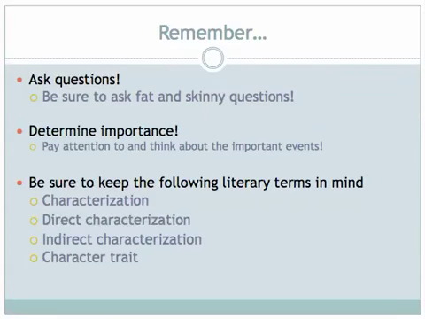Remember, ask questions. Be sure to ask fat and skinny questions. Also, determine importance. Pay attention to and think about the important events. What makes them important? Why were they included? Also, be sure to keep the following literary terms in mind: characterization, direct characterization, indirect characterization, and character trait.